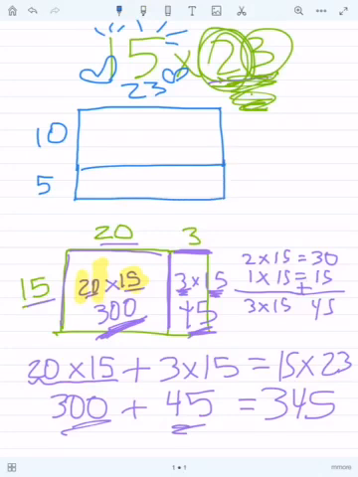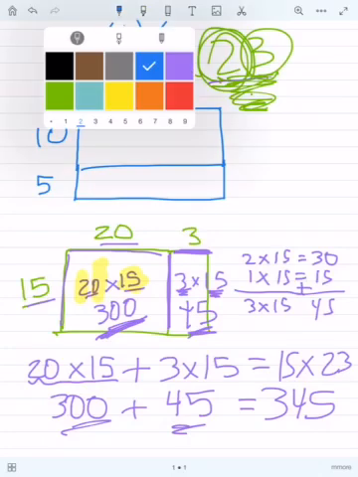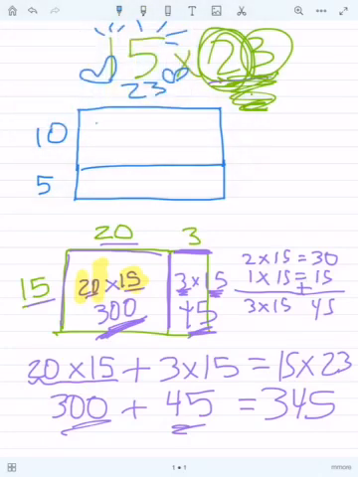So now when I look at my open array, I have 2 partial products formed. I have a 23 by 10 rectangle, right? And I have a 23 by 5. And if I add those partial products together, it'll give me a 23 by 15 rectangle, as you notice in our picture. And that's what we want.